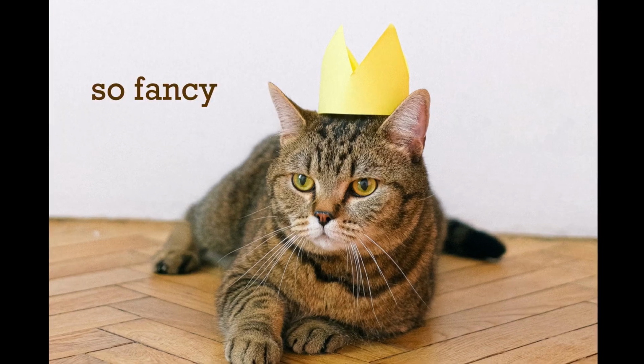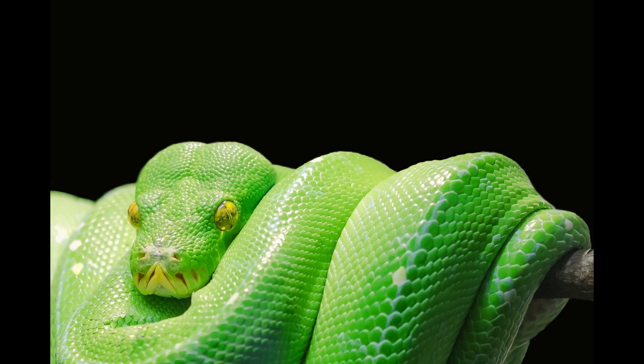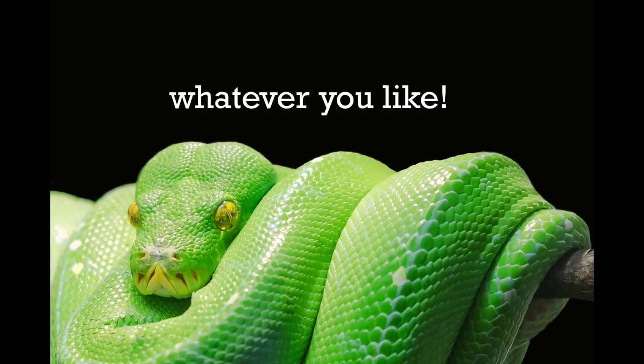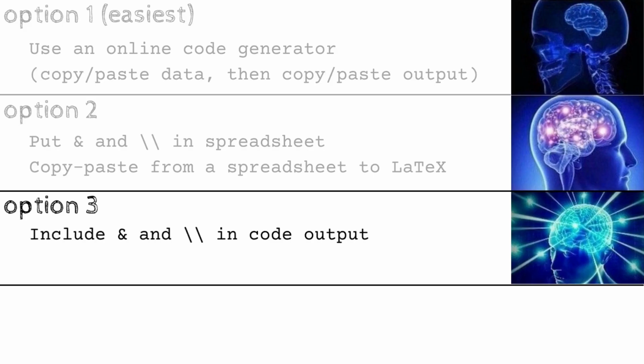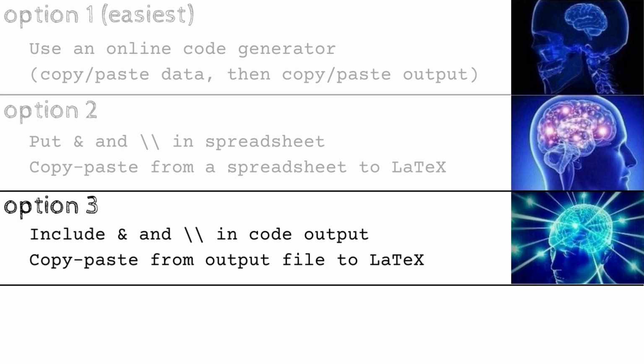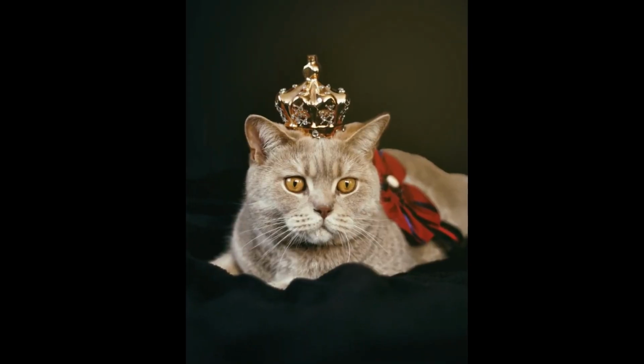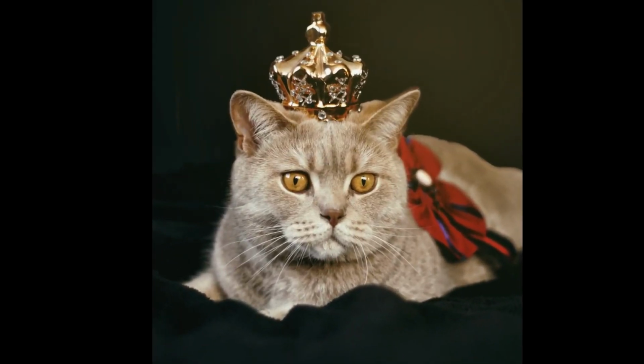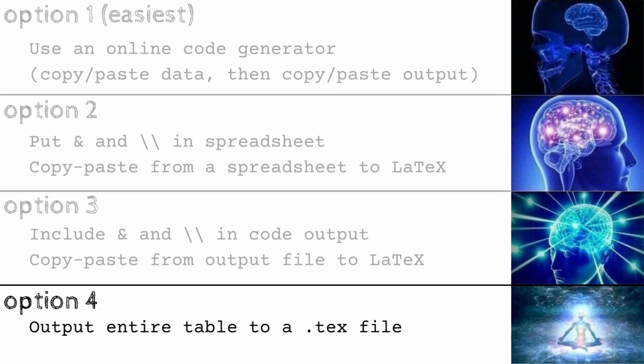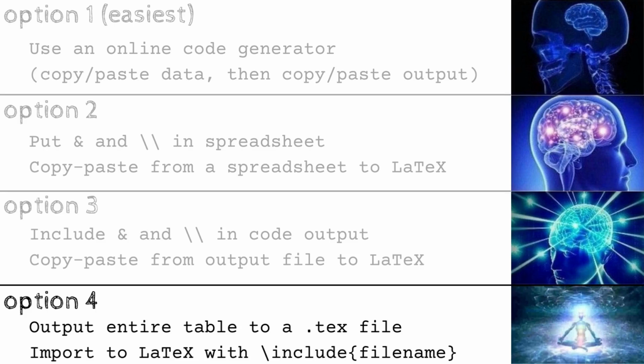If you're feeling particularly fancy and you generate your data using Python or R or something else, you can format the text output to include the ampersands and double backslashes in the right places. Then all you have to do is copy and paste that output into your LaTeX table. Even fancier still, you can use your Python or R code to generate the entire table, print it all out to a .tex file, and then you can import that file into your LaTeX document using the \include command.